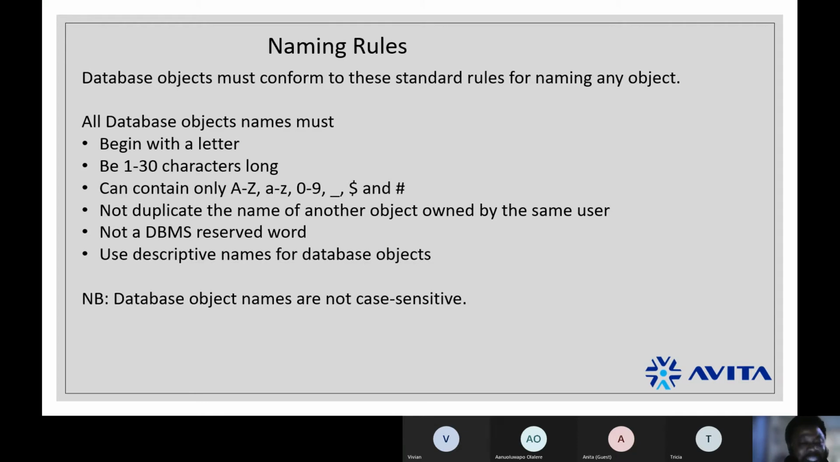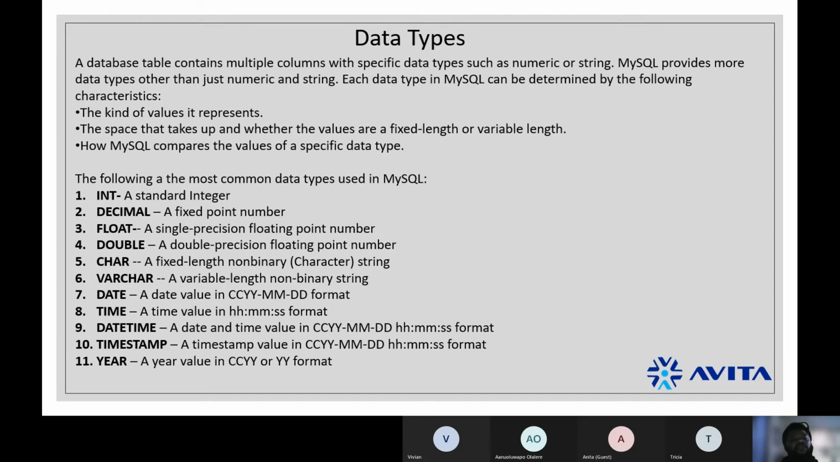Now, I say note, database object names are not case sensitive. So if you type them in capital, type them in small letter, you will still get them when you need them. Right. Please let me know if you understand that. Now we want to move to data types. Data types. We want to move to data types.